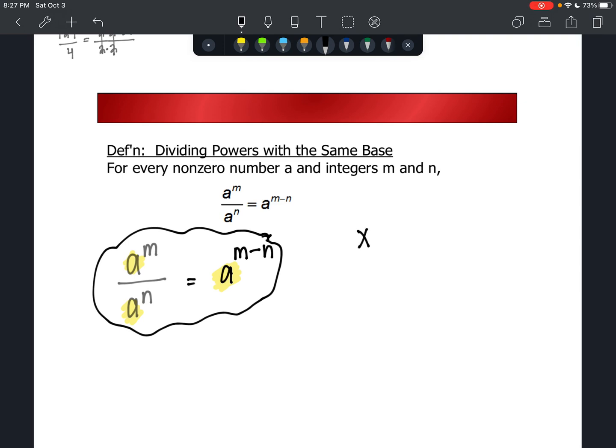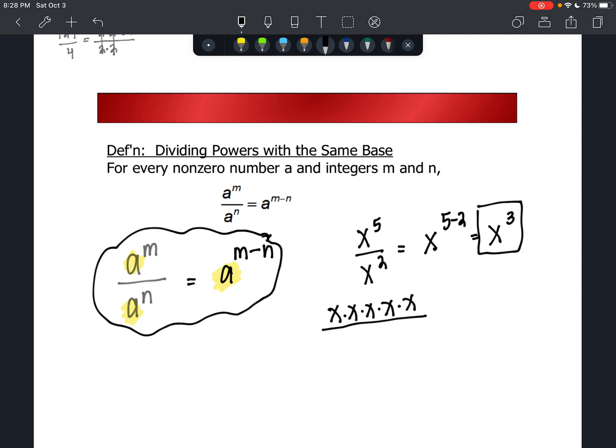Let me show you how it works. X to the 5th over x squared. We're going to retain the base of x. 5 minus 2 is 3. So we get x to the 3rd power. Now let me prove to you that it works. X to the 5th over x squared. What happens? Pair of x's cancel, another pair of x's cancel, and we're left with x times itself 3 times, which is indeed x cubed.